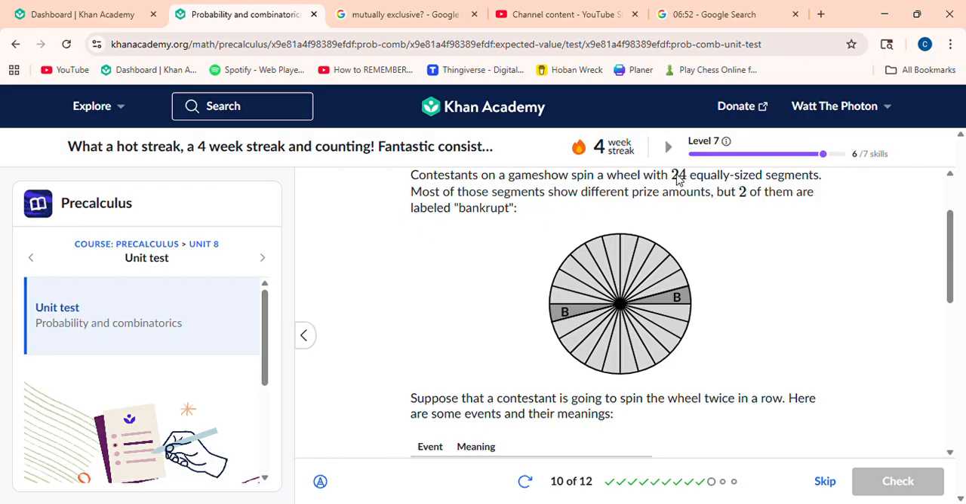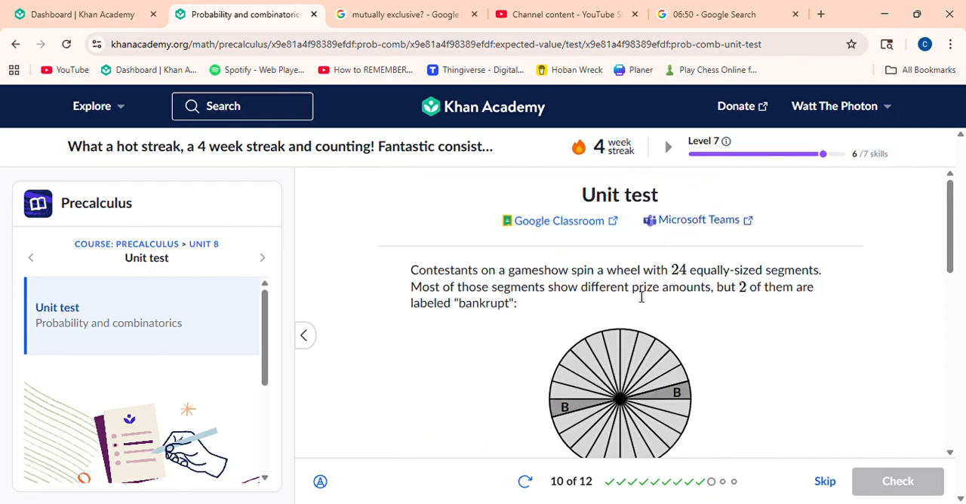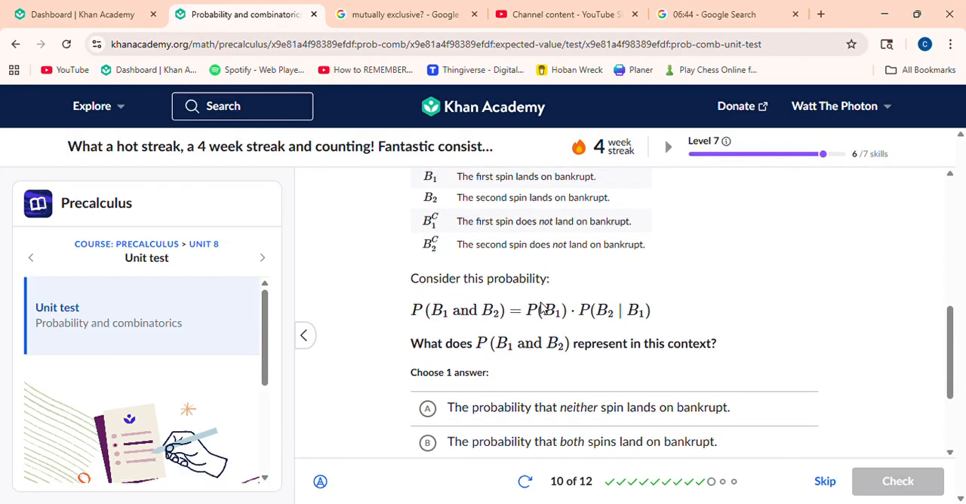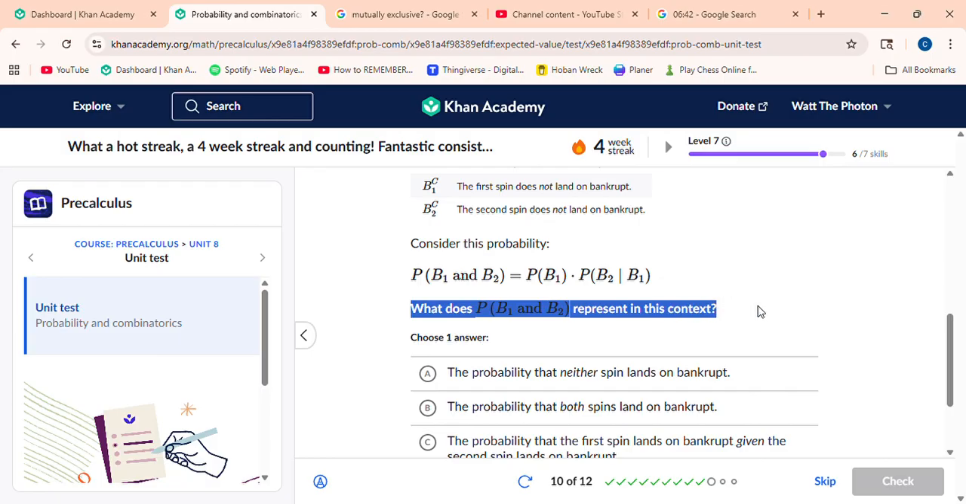Contestants on the game show spin a wheel of 24 equally sized segments. Most of them show different prize amounts, but 2 of them are labeled bankrupt. Suppose that some contestant is going to spin the wheel twice in a row. Here are some of the events. Consider the probability.